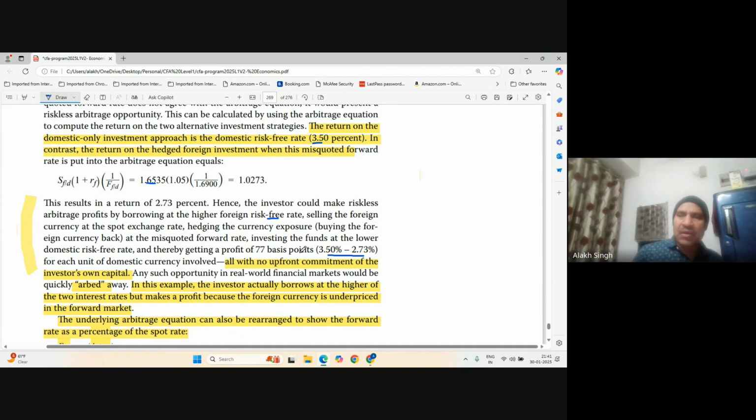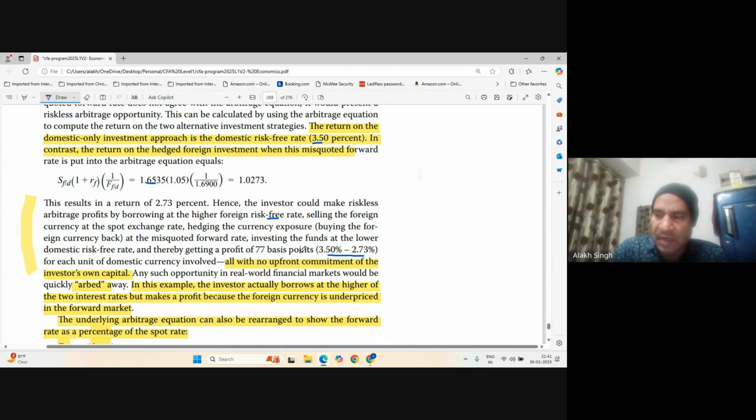So what happened? If we had not borrowed, we would have simply shorted the forward rate. But the other way is that we borrow in the foreign currency and invest in the domestic currency, and since the forward price is mispriced, we have already borrowed foreign currency. So we have to pay back in the foreign currency, and that's why we will have to buy the forward. That is what this book is telling. Though both will give the same result.